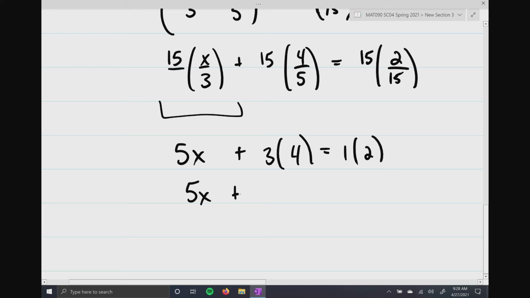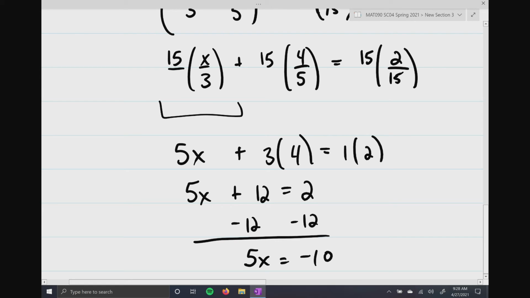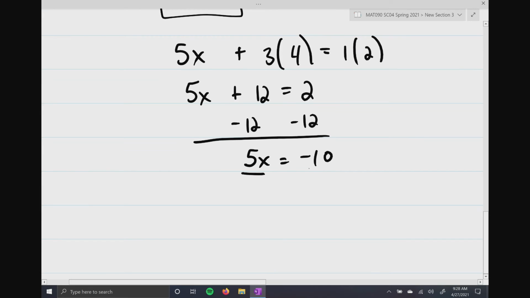Now from here, I'm going to multiply 3 times 4, which is 12. And then on the right-hand side, 1 times 2 is 2. I will subtract 12 from both sides. I get 5x equals negative 10. And then divide both sides by 5 to give me x equals negative 2. Okay?